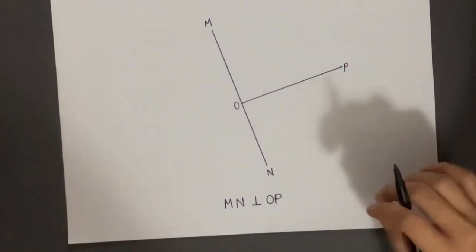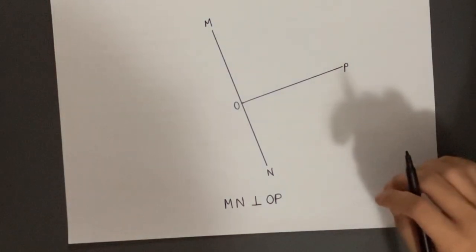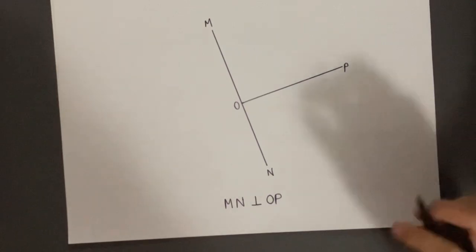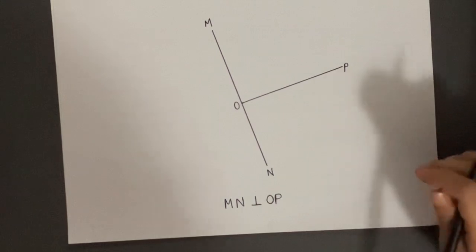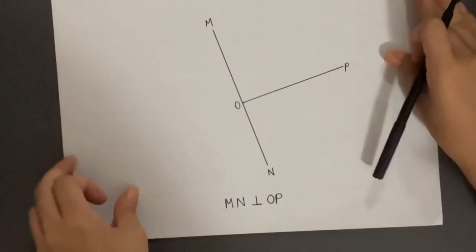Okay, if you feel that you need some more practice for this, do take an extra piece of paper and you can just use a ruler to draw a line and then try to use your set square to draw a line that's perpendicular to that line.